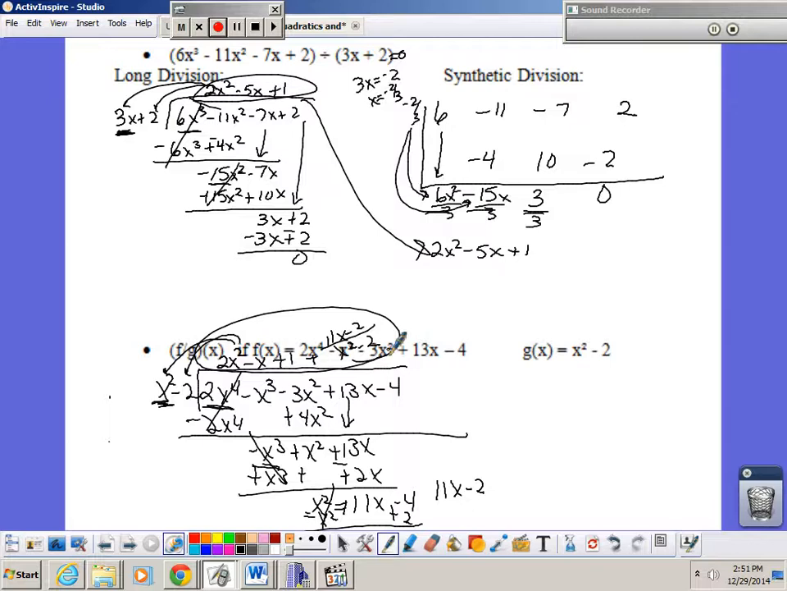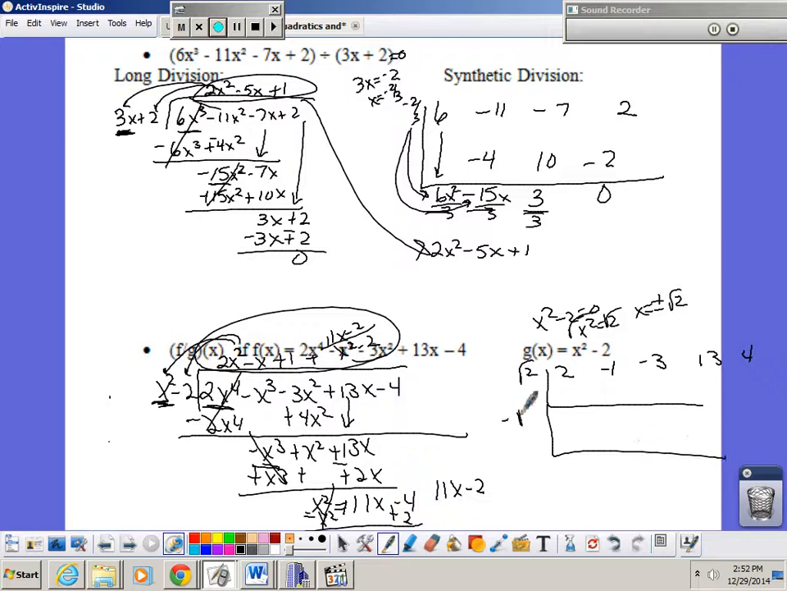So you say, well, okay, let's do synthetic. So I start out with 2, negative 1, negative 3, 13, and 4. I set this equal to 0. I get x squared equals 2, square rooted, x is equal to plus or minus the square root of 2. So you'd have to do the square root of 2 and then do negative square root of 2.